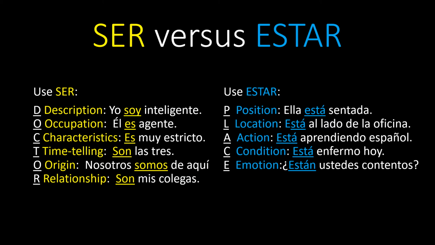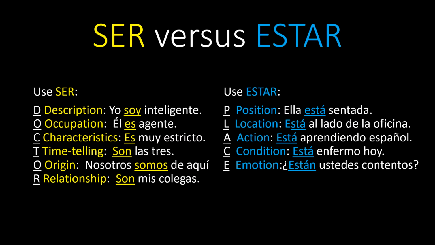Look on the yellow side. You're going to see the verb ser and the situations in which you would use it. And if you look at the far left, you can see going down the underlined letters D-O-C-T-O-R, and of course that matches up with description, occupation, characteristics, time telling, origin, and relationship. If you look over to the right, you see the verb estar and the situations in which you would use estar. And look to the left of the blue and you see P-L-A-C-E going down. Stands for place. These are little devices. Perhaps they'll be useful to you. The P stands for position, L for location, A for action, C for condition, and E for emotion.